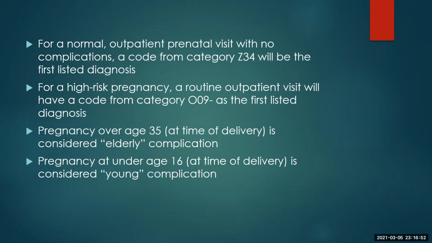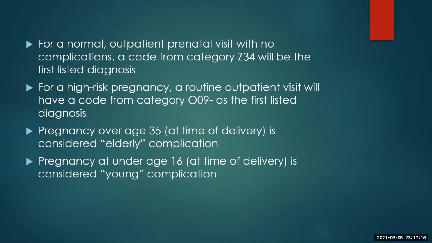Some things you might want to make note of. If there is a normal outpatient prenatal visit, there's no complications, then your primary code, your first listed diagnosis, is going to be Z34, a code from that category. And then it'll probably specify the trimester after that. But you'll definitely start with Z34.